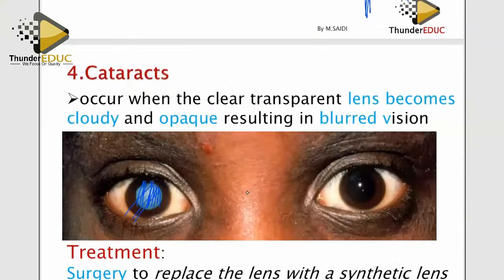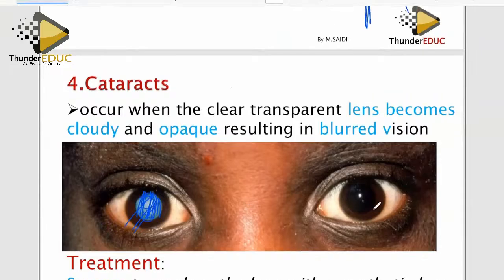So people who are suffering from cataracts, you just have to go for a surgery and then they remove this lens, then they replace it with a synthetic lens.